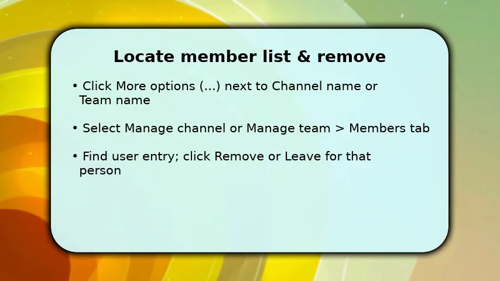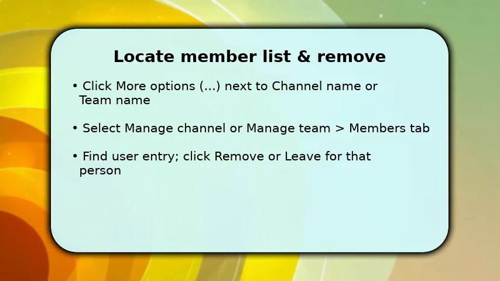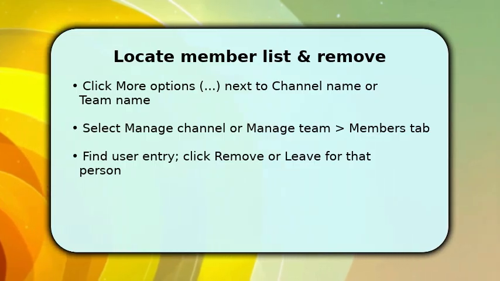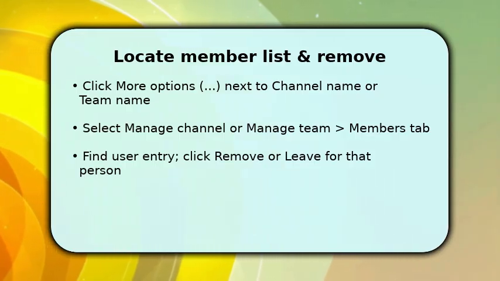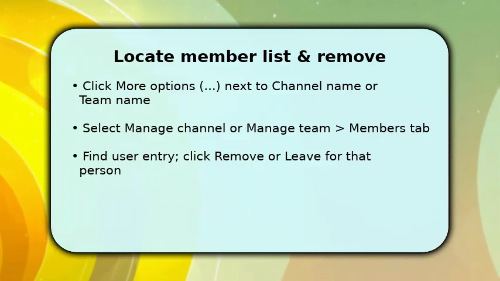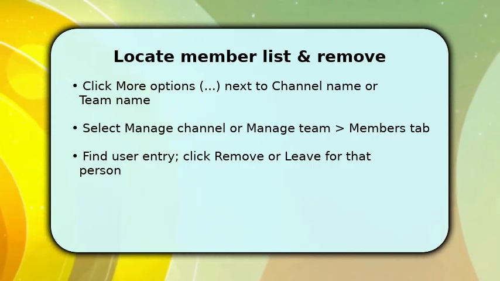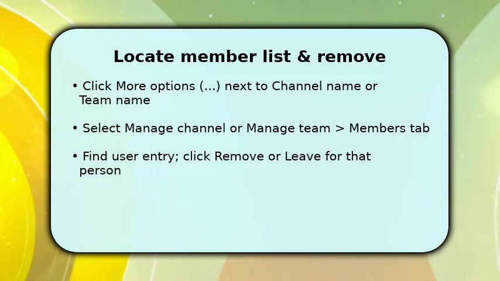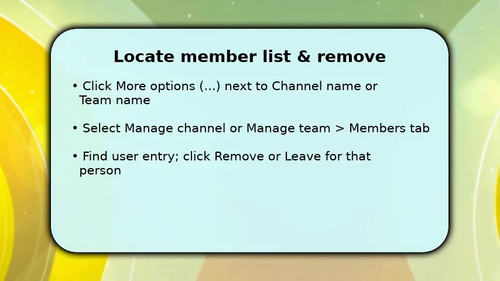Either on the channel or team header, choose Manage Channel or Manage Team and switch to Members. Once the list is visible, scan or search for the person by name or email to avoid mistakes. Click the three dots or remove link next to their name, confirm the prompt, and watch the interface remove them instantly. Make sure to explain to stakeholders why you removed them if required.